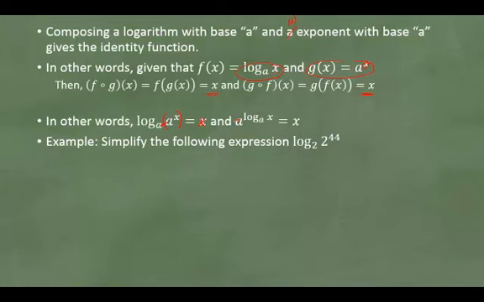Or taking an exponent with a base a and raising it to the log of a base a will cancel out the bases, and you're left with just an x. So we're going to try to simplify this right here. How does this simplify? Again, the bases cancel. It's going to just equal 44. That was easy.